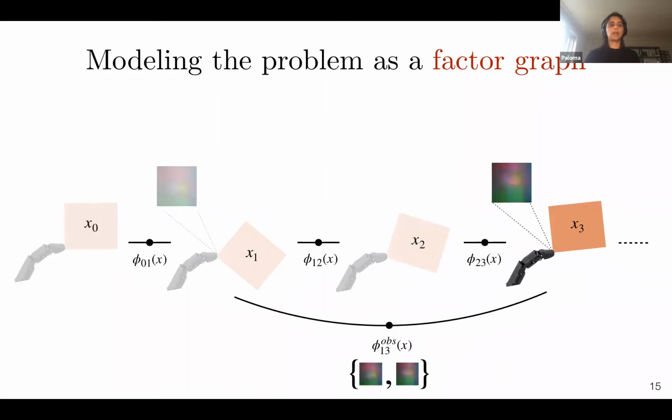Now, this is where the tactile images come in. Images at any two time steps can tell us how much the object has moved by. And we can incorporate this information in the graph via an observation model as a factor between two poses. So in this instance, that information is being incorporated between poses x1 and x3 via an observation model, also known as a loop closure factor here.